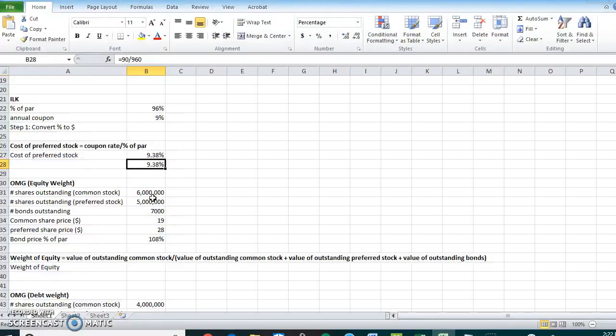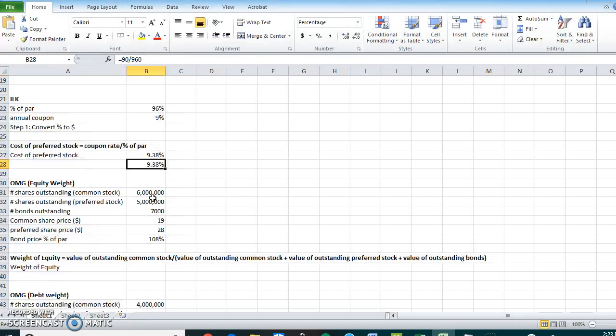OMG. And we need to figure out OMG's equity weight. They have 6 million shares of common stock outstanding, 5 million shares of preferred stock outstanding, and 7,000 bonds. Suppose the common shares are selling for $19 a share, the preferred shares are selling for $28 per share, and the bonds are selling for 108% of par. What would the weight used for equity in the computation of OMG's WACC be?